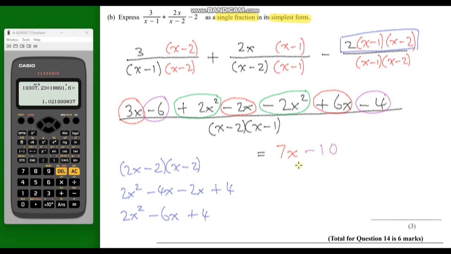And then in the denominator, we can't really simplify that, so I'm just going to leave that. So x minus 2, x minus 1. So that will be my answer.